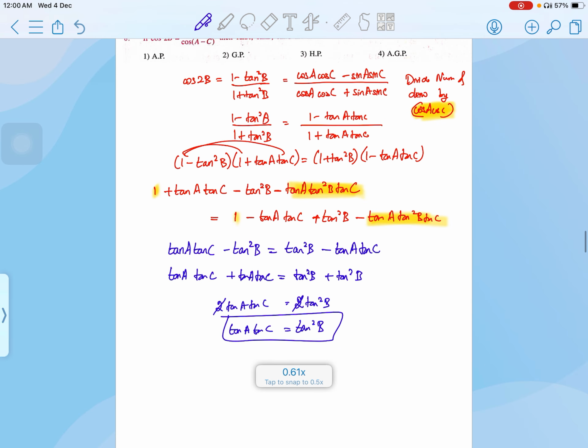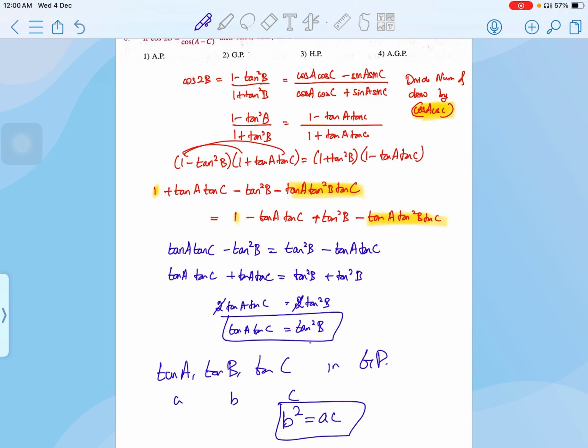If you check, for tan A, tan B, tan C in GP, you get B square equals AC format. So obviously all three are in GP. So next question.